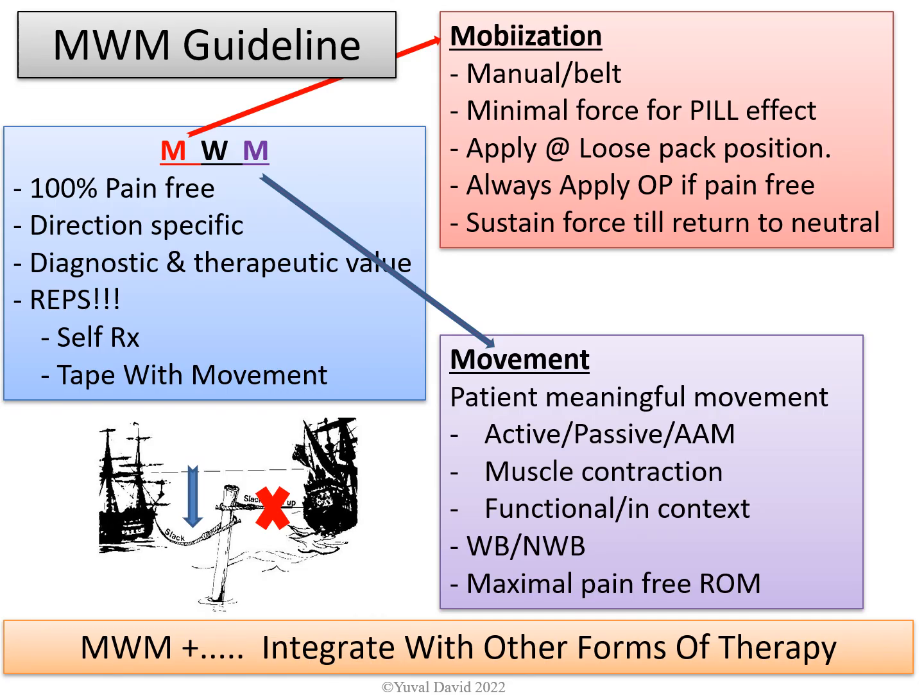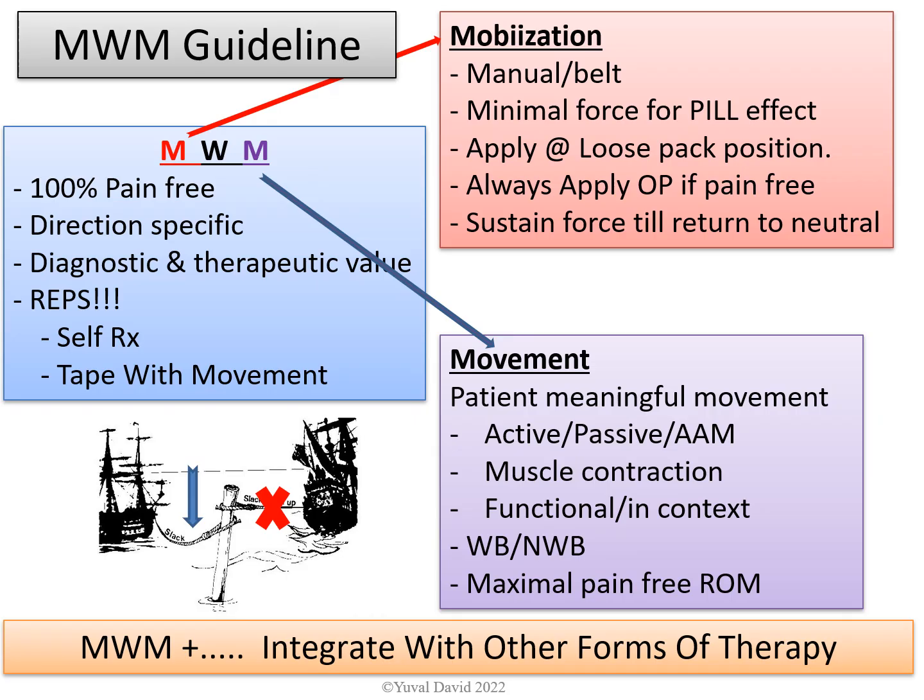The use of a belt is not done to gain more force, but rather to provide a more sustainable force throughout time and movement. To be effective, the external force of MWM is applied initially in the loose pack position and when the joint is unloaded. Brian Mulligan suggested that overpressure has an important role in providing a long-lasting effect and should be applied from the first repetition if this is pain-free.